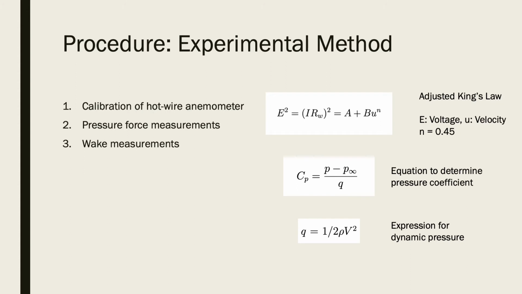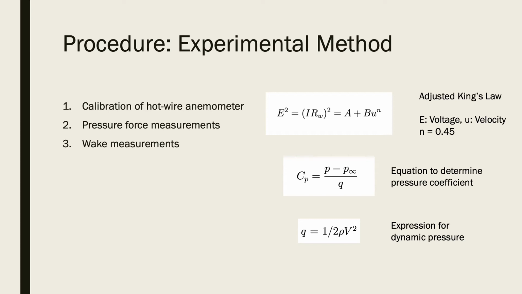To begin the experiment, the first step is to calibrate the hot wire anemometer using the adjusted King's law, where n is taken to be 0.45 instead of 0.5. We also see in the equation that E is the voltage and U is the velocity.